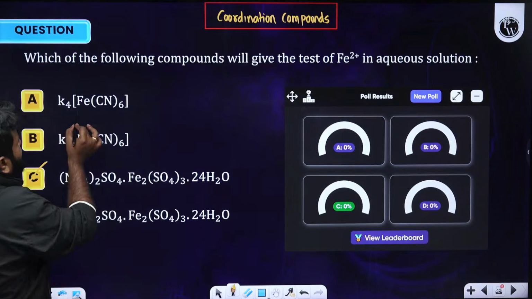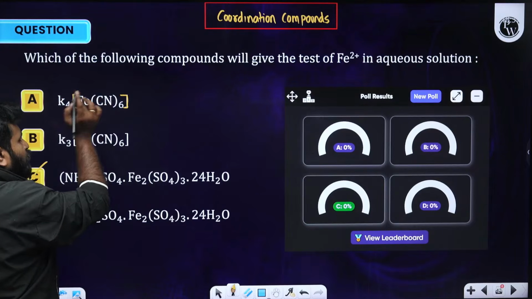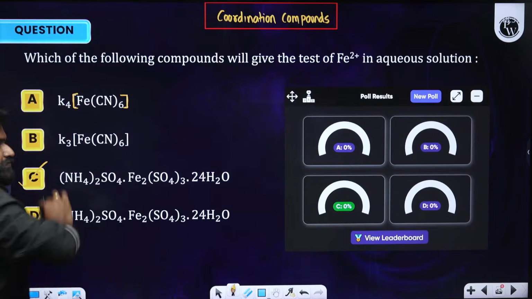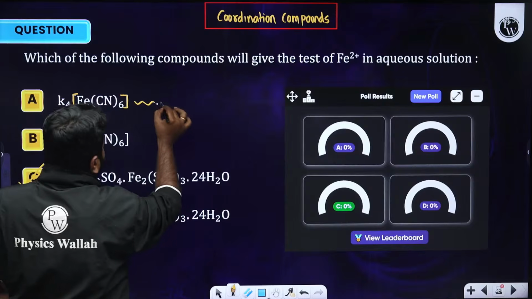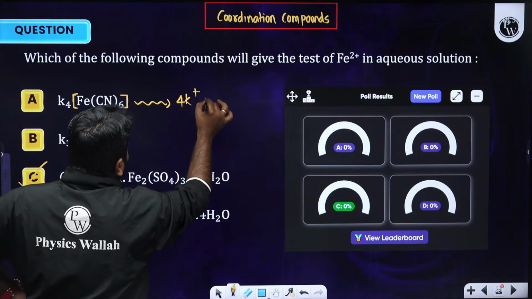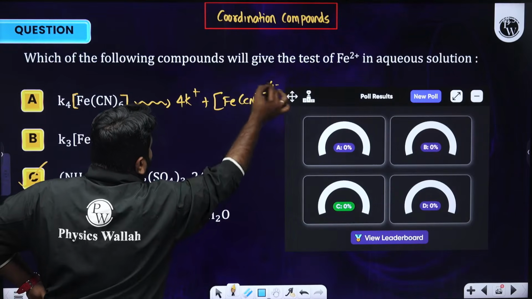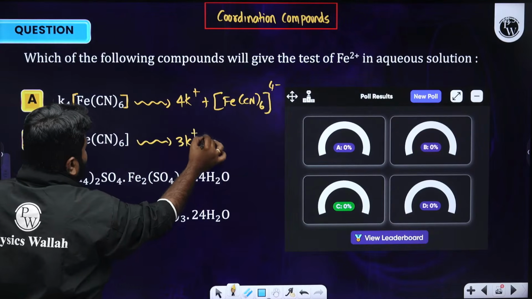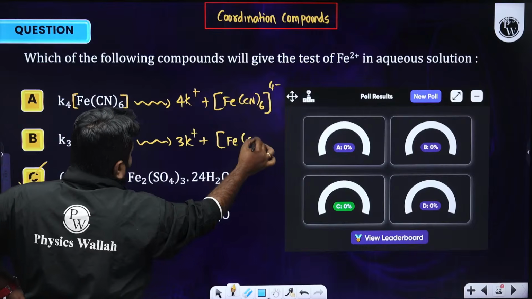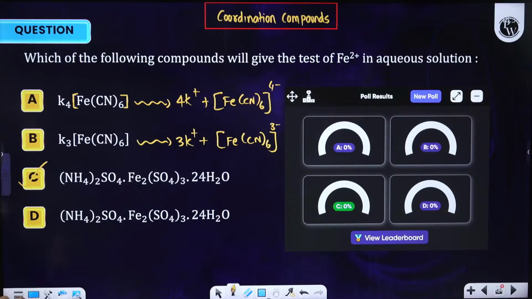If you look carefully, whatever ions are present inside the complex, do you think, guys, these ions will come out? No. If I put this coordination complex in the solution, it will dissociate as 4K+ and [Fe(CN)6]4-, 4 positive charge, so 4 negative charge. How will this dissociate? 3K+ and [Fe(CN)6]3-. So automatically, this is the difference between double salt and coordination compound.